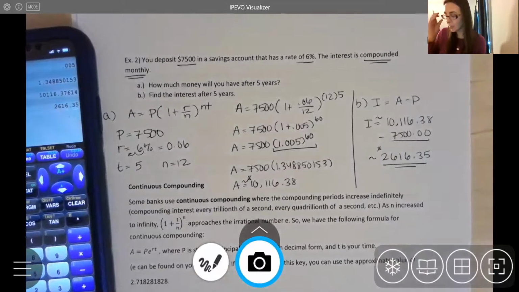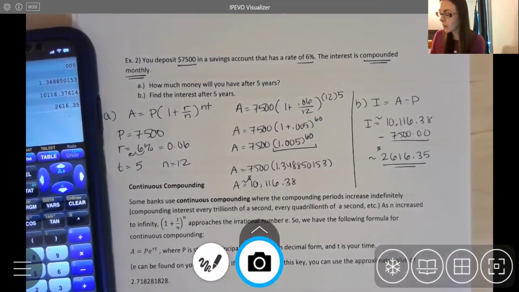So for 5 years at 6% interest, compounded monthly, we're earning over $2,500 just in interest. That's like free money if it's your savings account, right? If you have a loan, not so much good for you, good for the bank. But if you have a savings account, this is all free money. So it's good to take advantage of it.